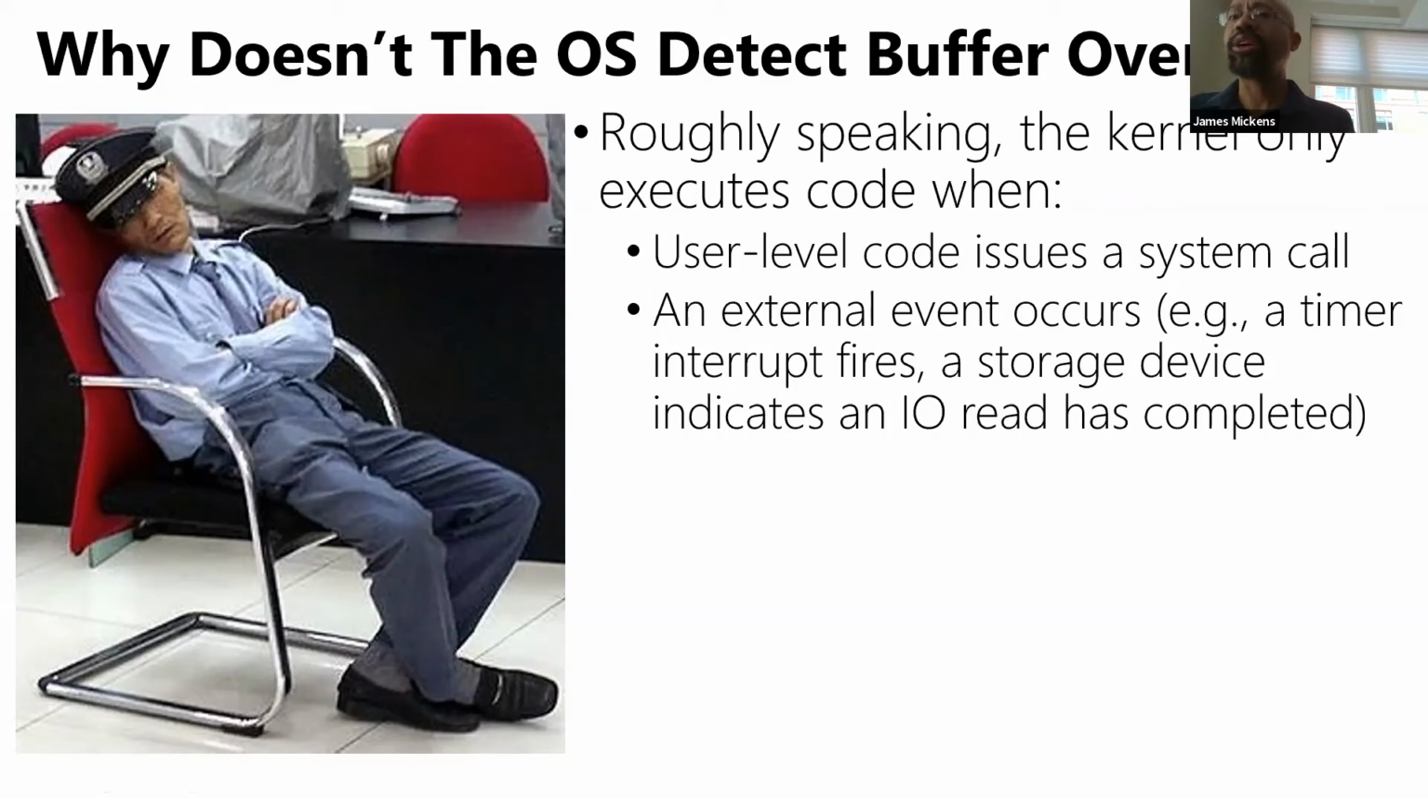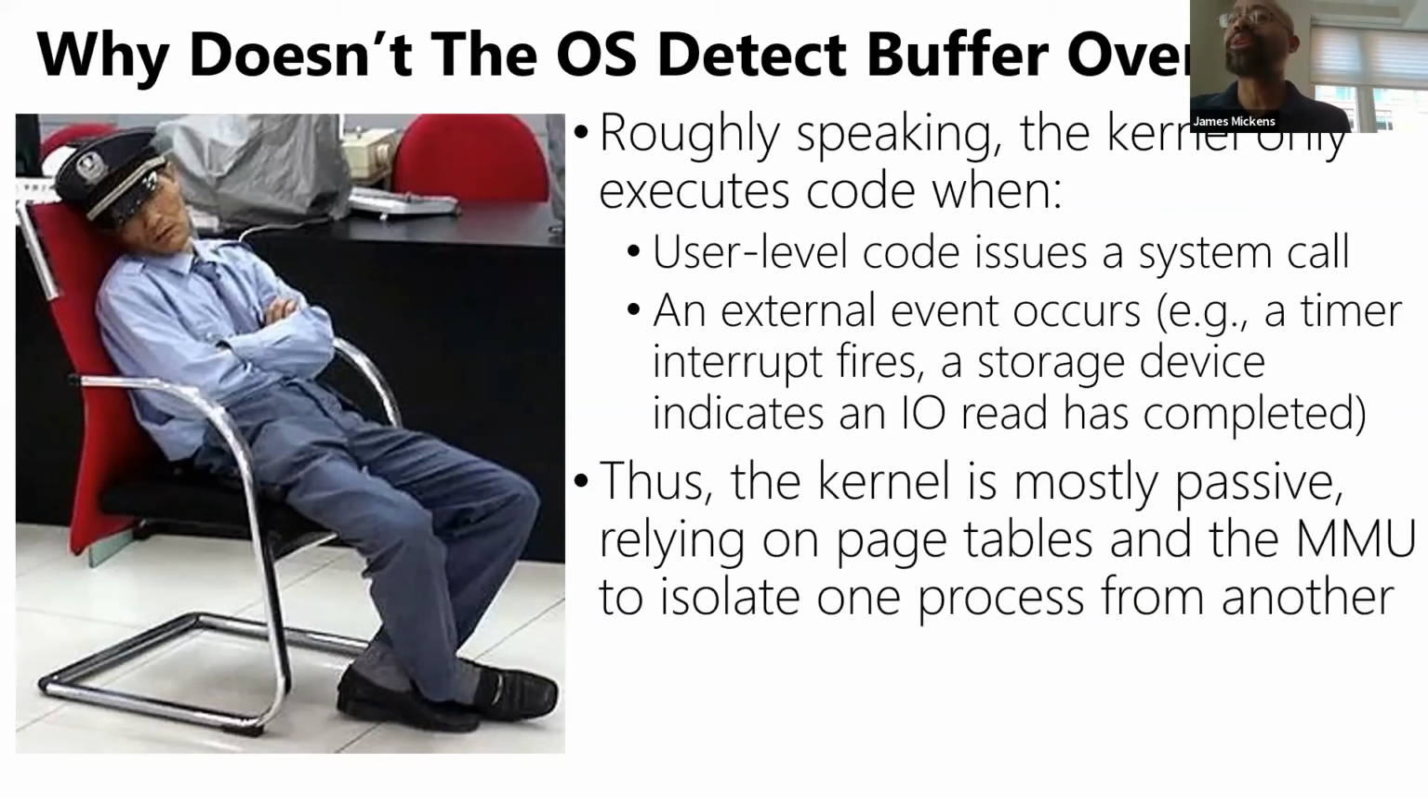So what this essentially means is that the kernel is mostly passive, and it relies on page tables in the memory mapped unit, the thing that does the translation from virtual to physical addresses by walking the page table. The kernel essentially relies on the page tables in the MMU to isolate processes from one another, but the kernel is not actively inspecting every little thing that a process does.